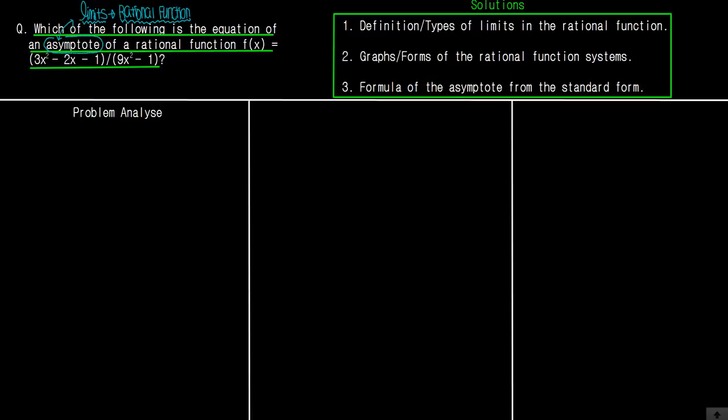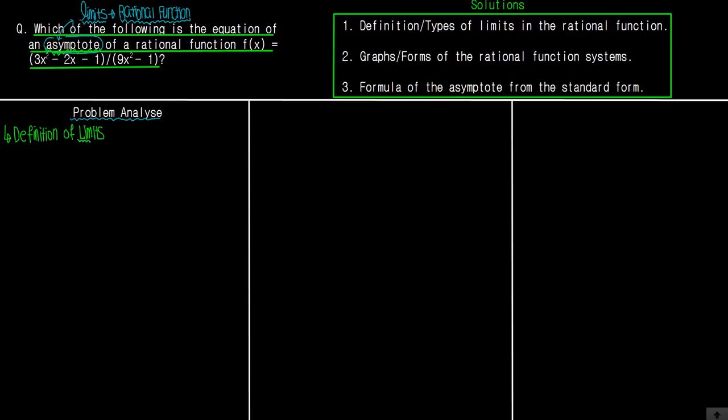So what we need to do is analyze the problem before we approach the question. We know that an asymptote is related to limits. So what is the first thing we need to do to solve this question? We need to think about what limits are, and what the definition of limits is. It is the most important thing when it comes to solving an asymptote problem.